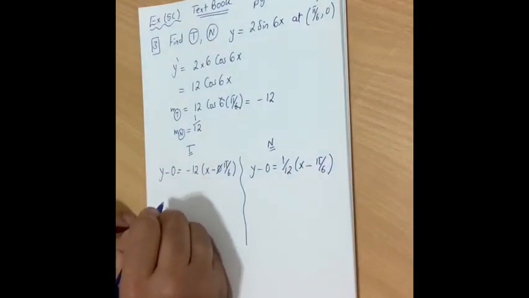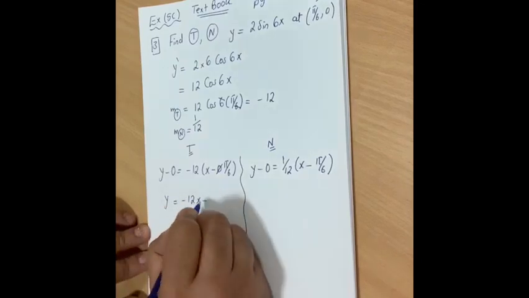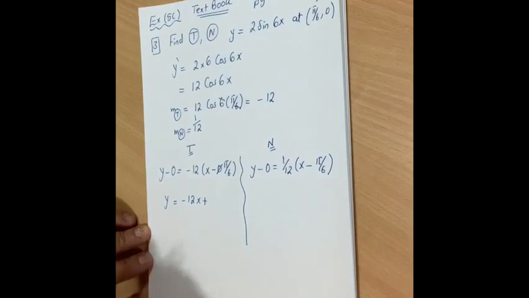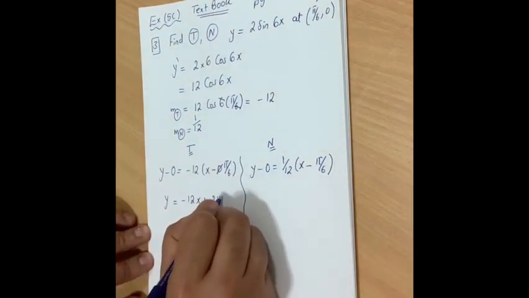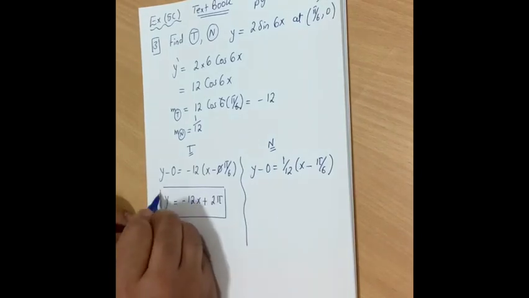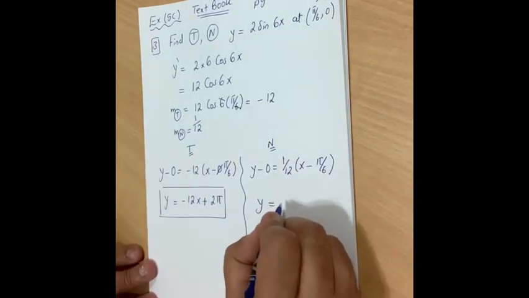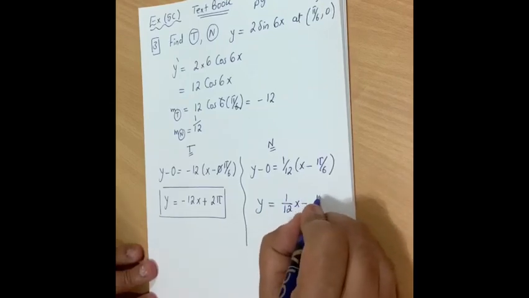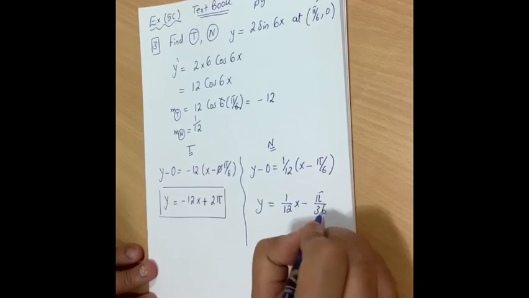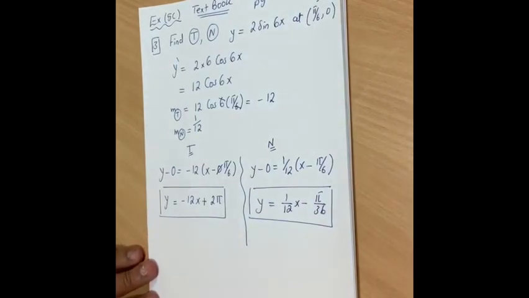Expand the brackets. y minus 0 is y. Negative 12 times x, minus, negative by negative is positive, 12 times pi over 6 is 2 pi. This is the equation of the tangent. Then the equation of the normal: y minus 0 is y, equals 1 over 12 x minus pi over 36. And that's it. This is the equation of the normal.